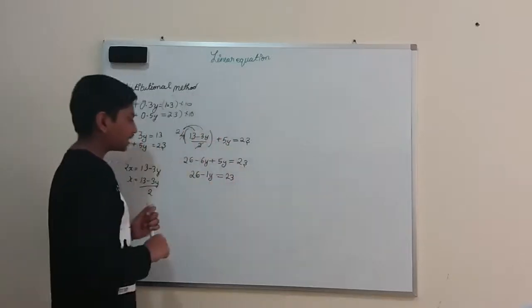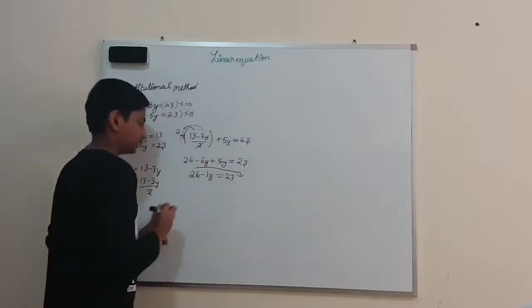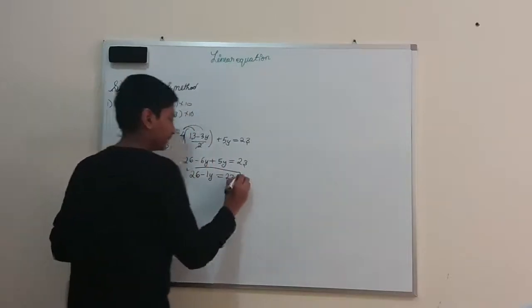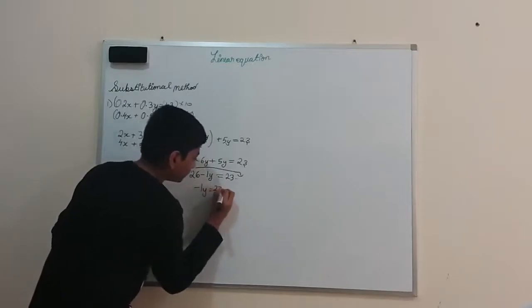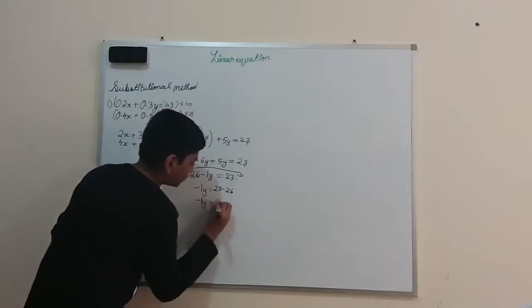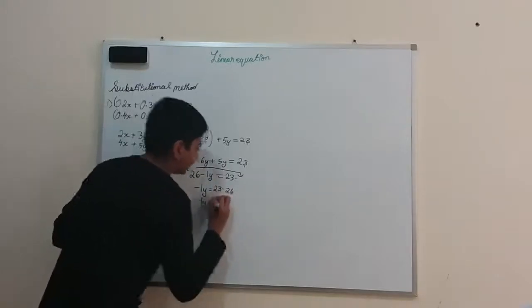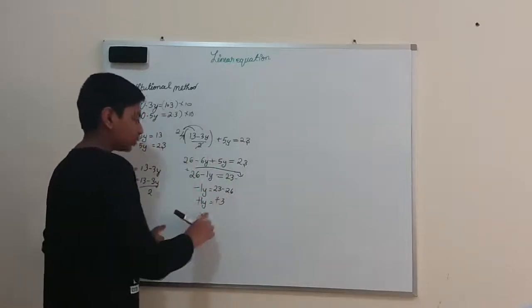Now I don't have anything else to solve, so I'll just transfer this 26 to the right hand side. Here it is plus, so here it will be minus. So minus 1y will be equal to 23 minus 26. 23 minus 26 is nothing but minus 3. So here minus and minus can get cancelled. So y is equal to 3.